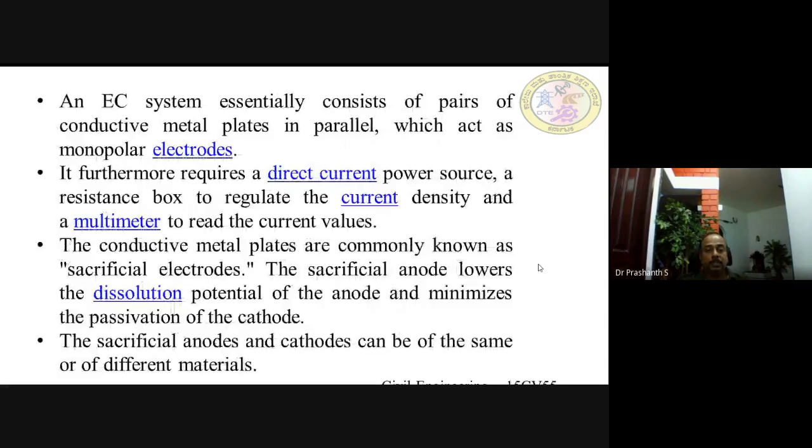An electrocoagulation system essentially consists of pairs of conductive metal plates in parallel which act as monopolar electrodes. It furthermore requires a direct current power source, a resistance box to regulate the current density, and a multimeter to read the current values. The conductive metal plates are commonly known as sacrificial electrodes. The sacrificial anode lowers the dissolution potential of the anode and minimizes the passivation of the cathode. The sacrificial anodes and cathodes can be of the same or of different materials.